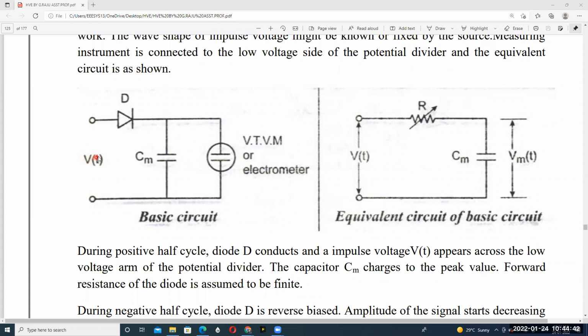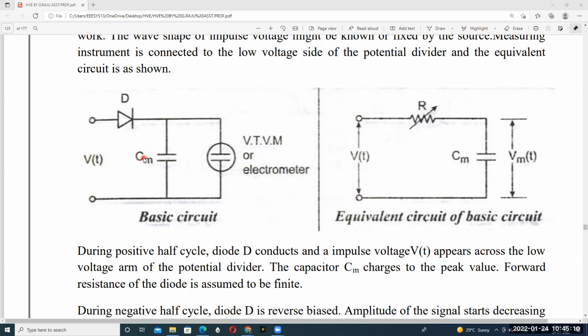In this peak reading voltmeter, this is called the diode. The diode allows only positive pulses. For negative pulses, the diode becomes reverse biased, and it does not allow the impulse voltage. It allows only positive pulses. So this peak reading voltmeter circuit is suitable only for positive pulses.